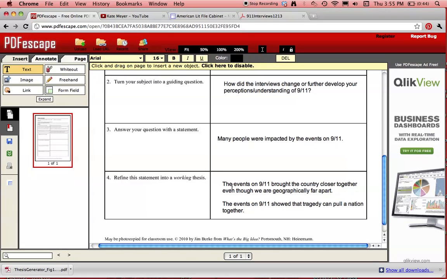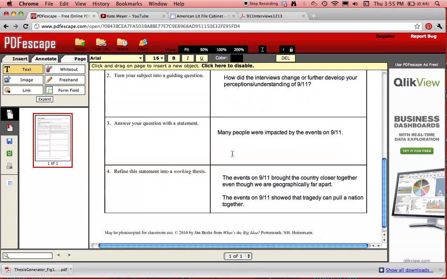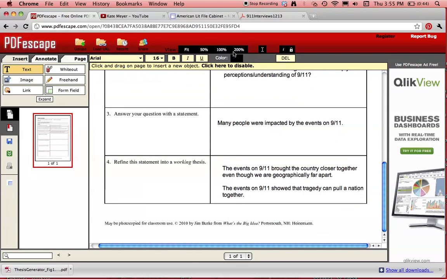So now I know that when I'm looking at writing my essay, the support that I need from the interviews needs to be focused around bringing the country closer together, even though geographically we are far apart. So for this assignment, that is how to do the thesis generator. There will be a part 2, like I said, when we do our next paper, where you're not going to be given the first 2 pieces of this, so it will get a little more in depth, but that's how you do it for now. All right, that's it. Get going.